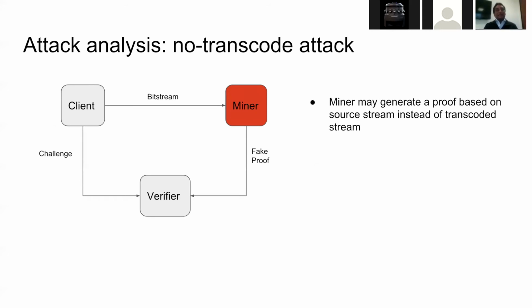Okay, thank you. So the current transcode verification process, which was described previously, has one vulnerability. Call it the no-transcode attack, which basically means that a miner can generate a proof based on the source stream instead of the transcoded stream, and it means that the miner can get the reward without doing any actual transcoding operations. So in order to fix this, we have to add transcoding operations into the verification process. Okay, next.